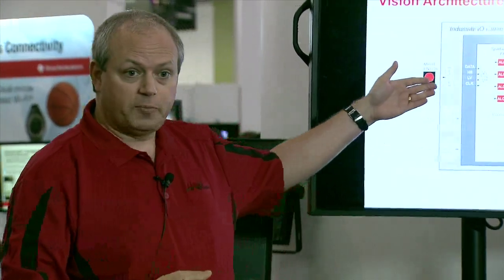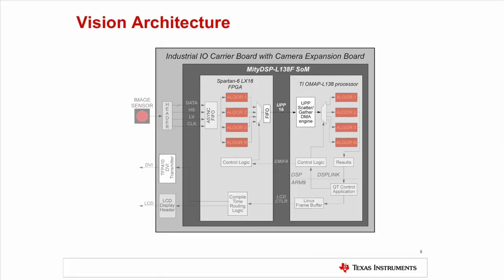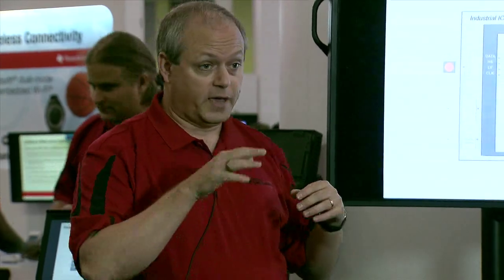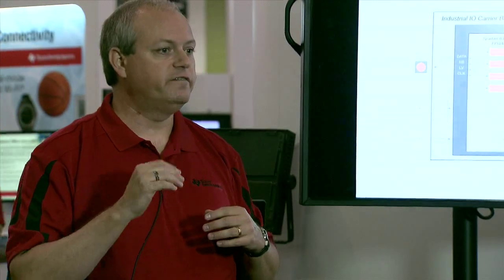Then from there, the data is passed out to an outbound FIFO, and passed across the UPP interface to the DMA engine in the OMAPL138. And in our particular case, we pass it to a scatter-gather DMA engine, so it ends up in the memory, the SDRAM, in a nice, convenient format for the application software and the DSP to work on.